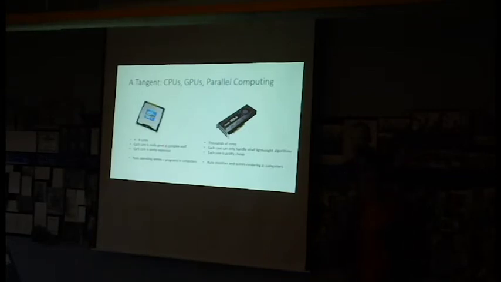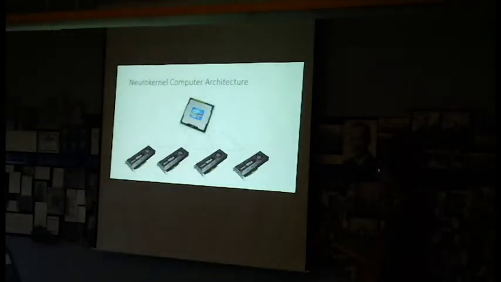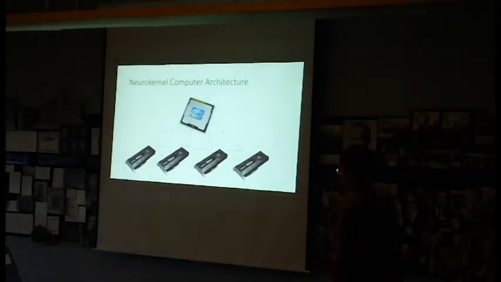So yeah, just quickly covering what's on the slide. CPUs tend to have fewer cores. They tend to make up the majority of your computer. They run operating systems. They run programs. Compared to GPUs, which have thousands of cores but can only handle really small algorithms, really small equations at the same time. So this is what neurokernel looks like.